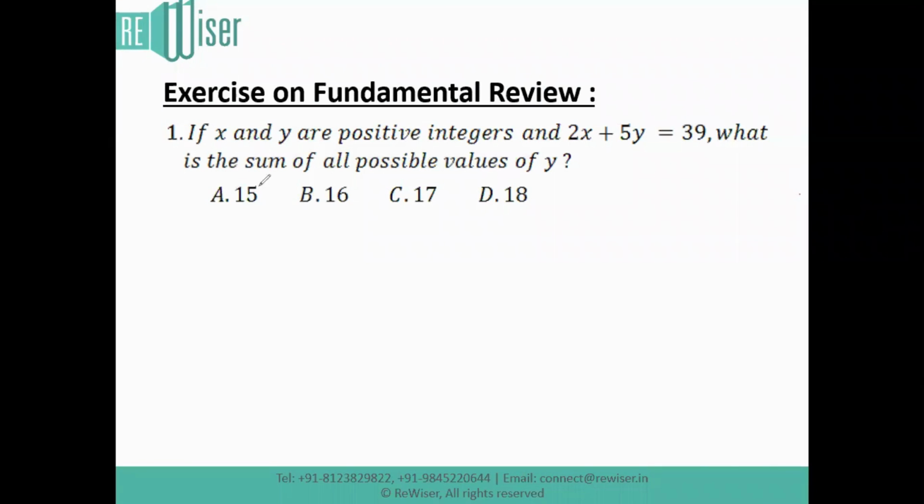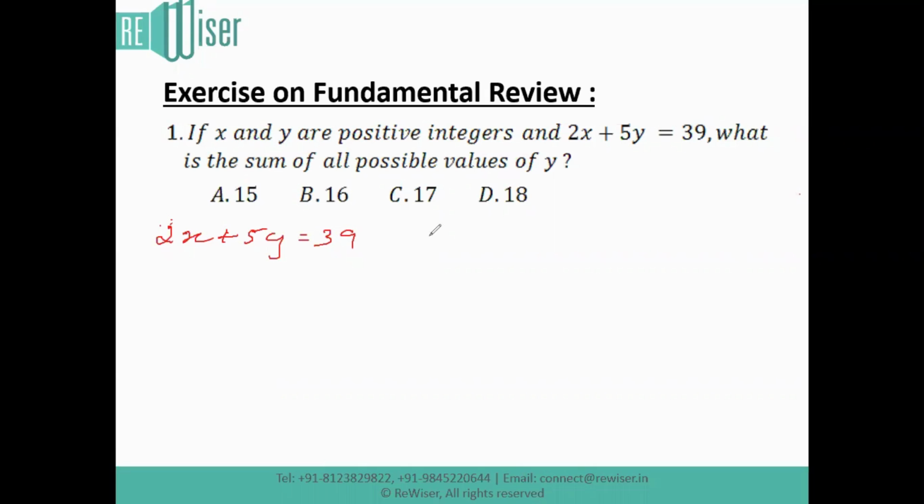The key point in this question is they have said x and y are positive integers, and they have given the equation 2x plus 5y equals 39. If they had given two equations, then I could make x or y the subject in one equation and substitute it in my second equation to get the corresponding x and y values.